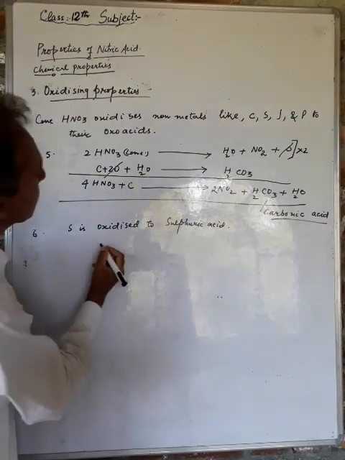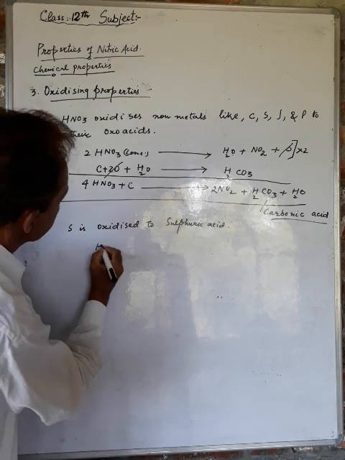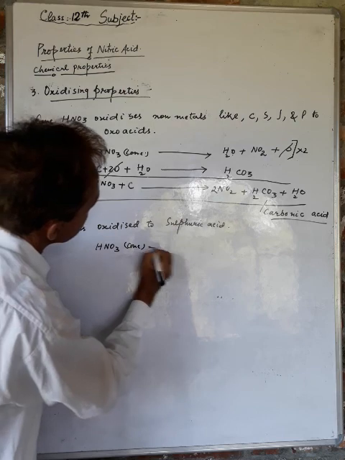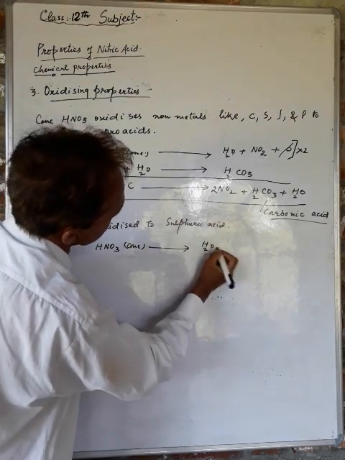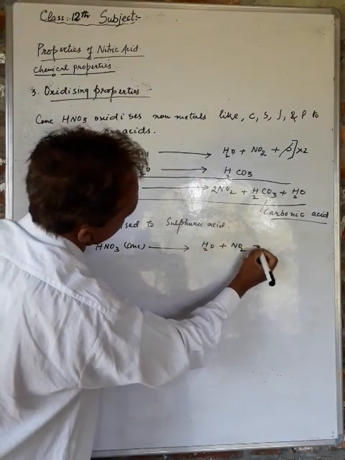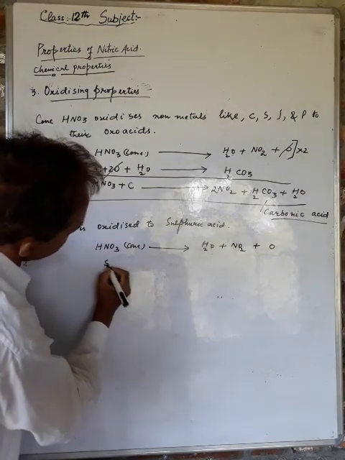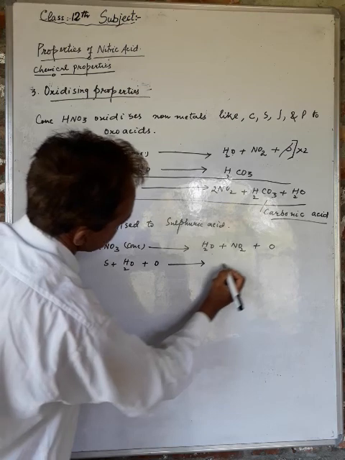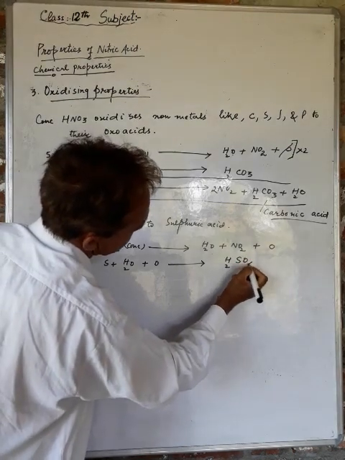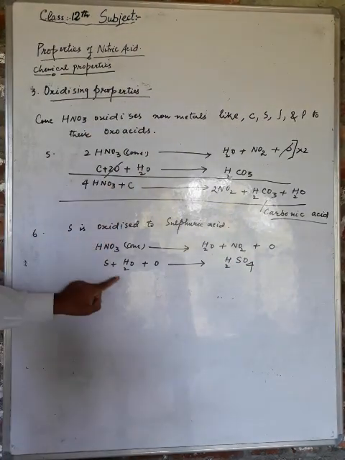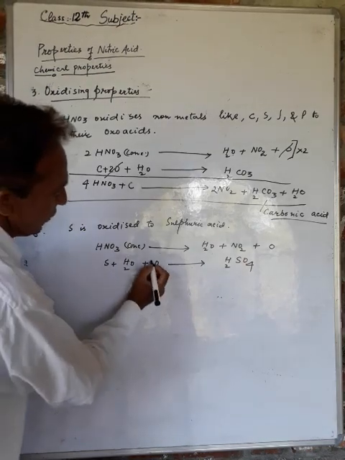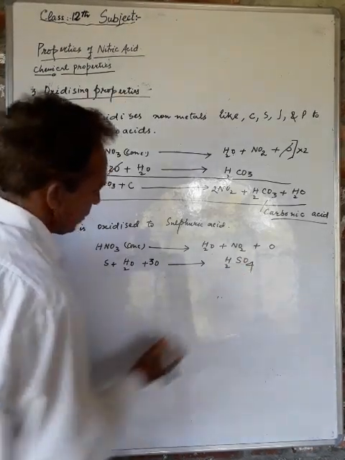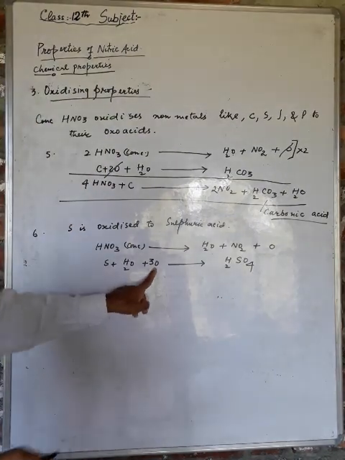Similarly, if we take concentrated HNO3, it will give us H2O plus NO2 plus oxygen. Sulfur plus water plus oxygen gives H2SO4. We will balance it, H2SO4. We will write 3 times oxygen, 1 time oxygen, 4 times oxygen. Here now we have 3 times nascent oxygen.